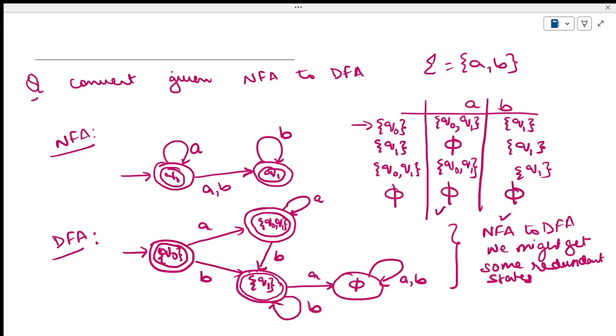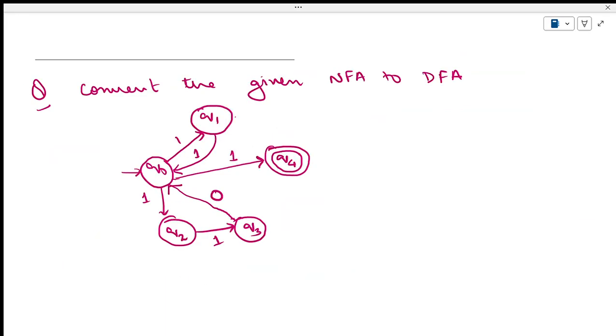Now we'll see the next question. Convert this NFA to DFA. How to do that? Start from the initial state. What is the initial state in the main diagram? The Q naught is the initial state. What are the symbols? Sigma here is 0, 1.